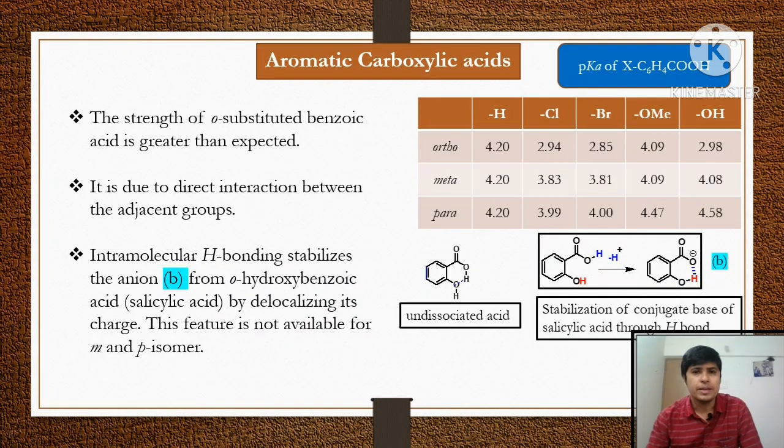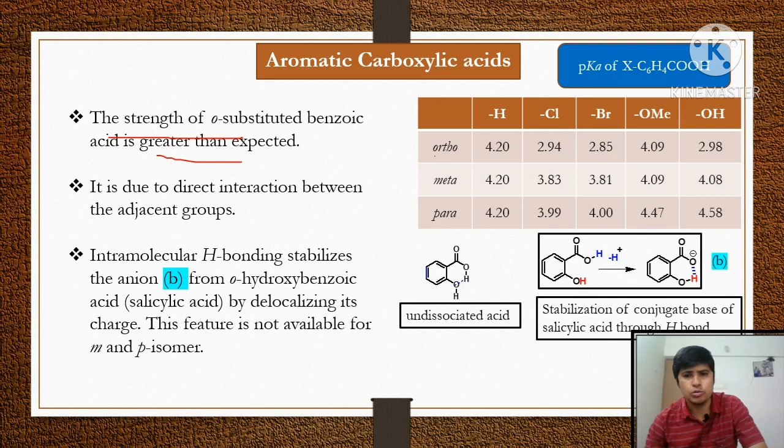Now next is aromatic carboxylic acid. Here we are going to discuss aromatic carboxylic acid. In aromatic carboxylic acid, the strength of ortho-substituted benzoic acid is greater than expected. These are the pK values.